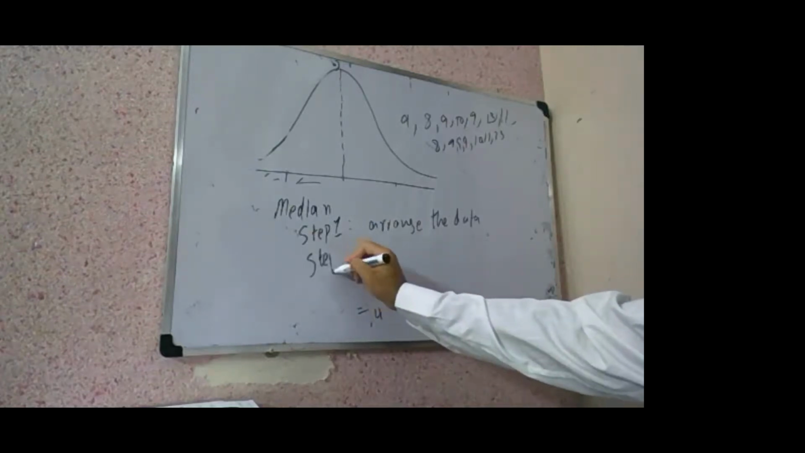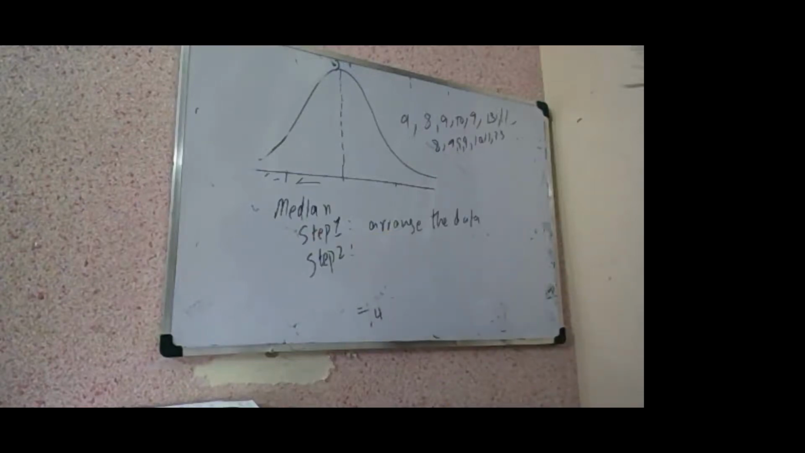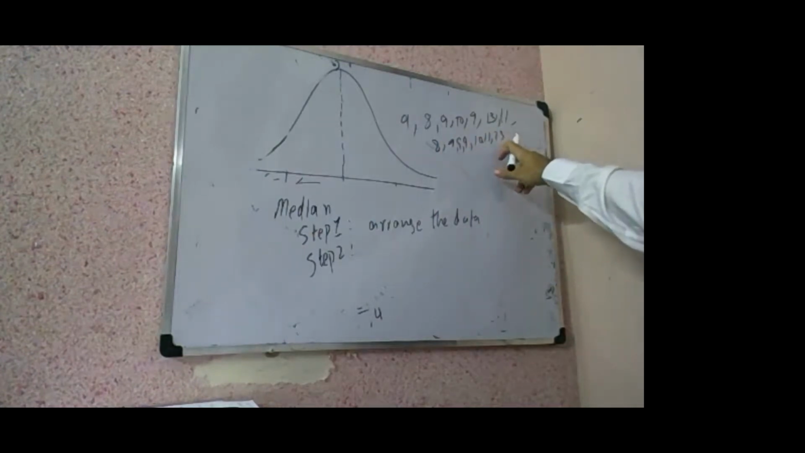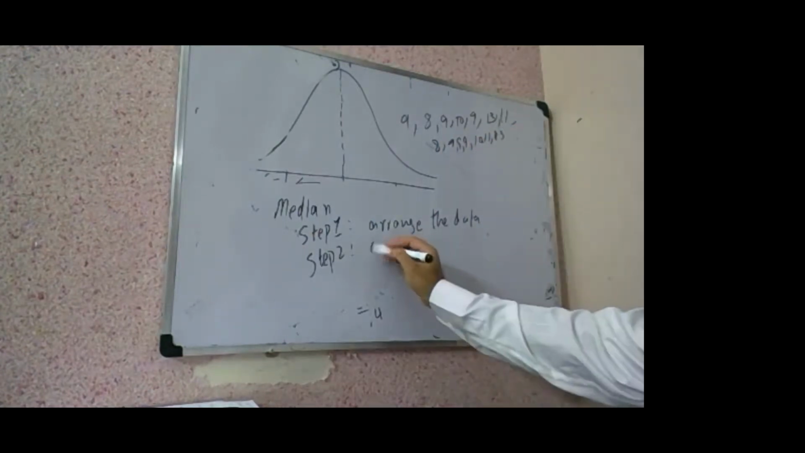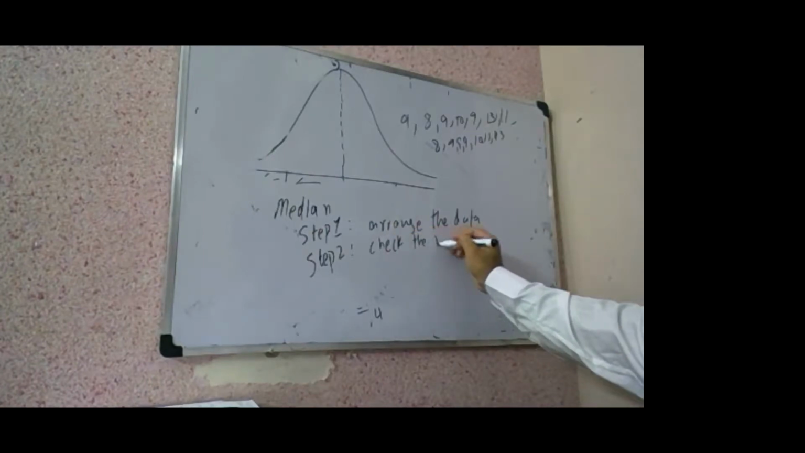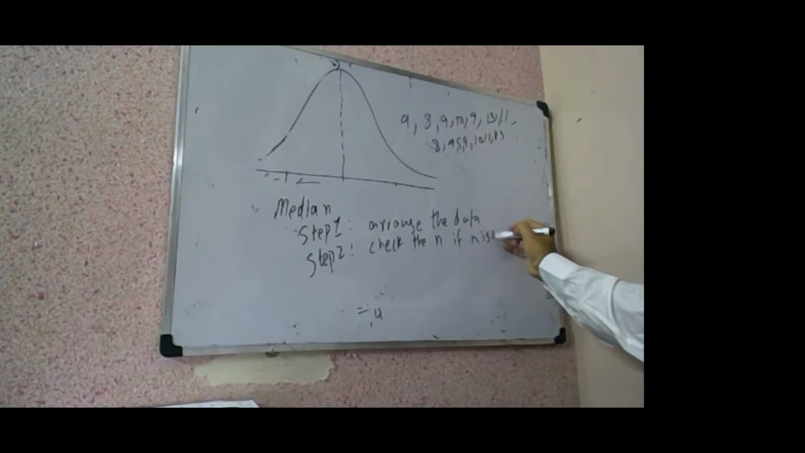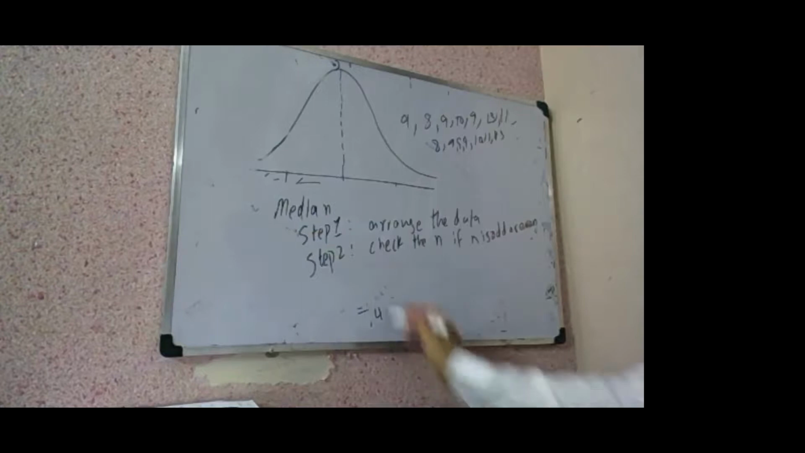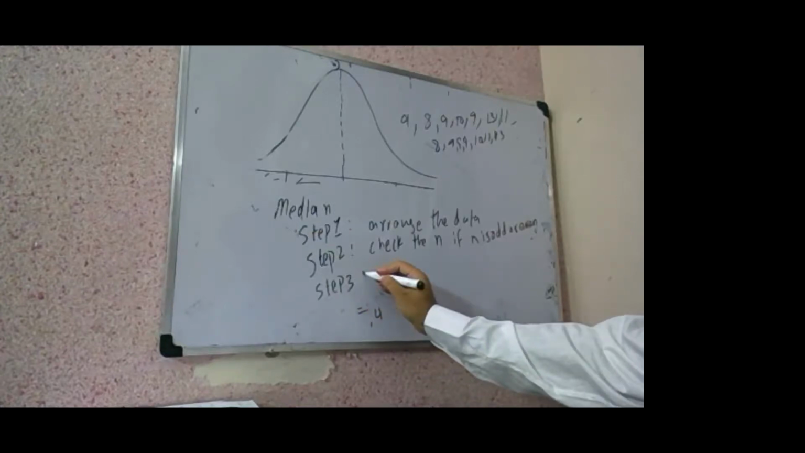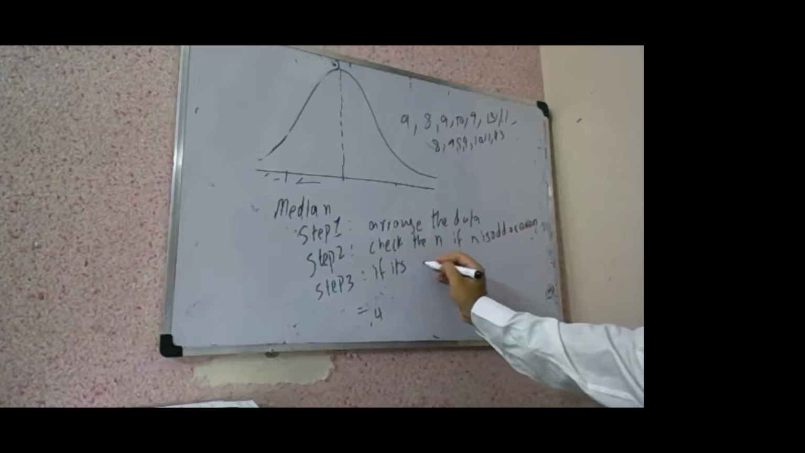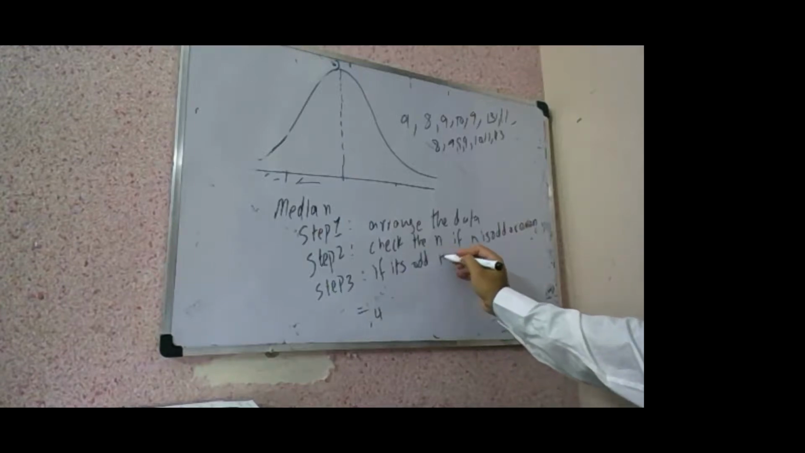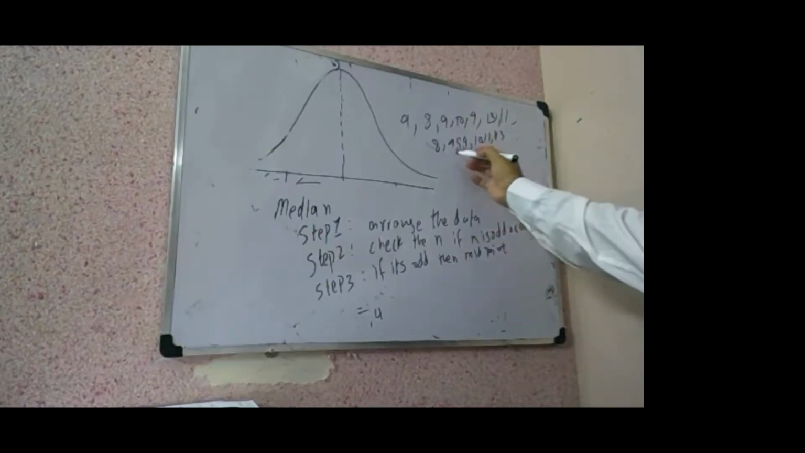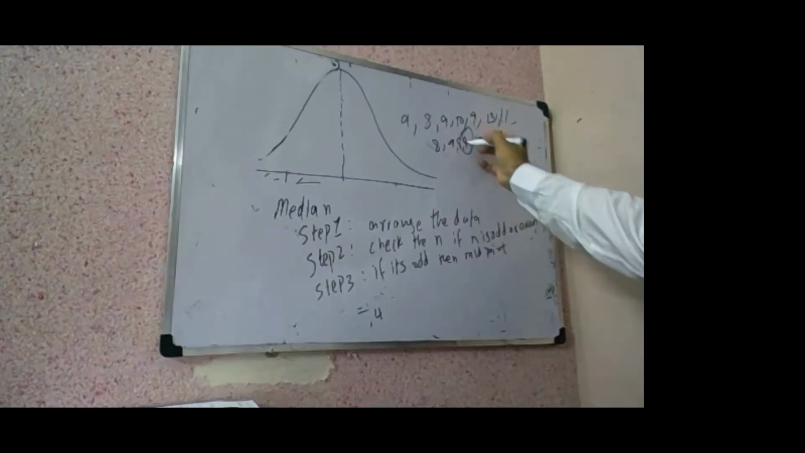Then second step, what will you do? Check whether the number of values is odd or even. So 1, 2, 3, 4, 5, 6, 7. In this case, it's odd, right? So you check n, whether it is odd or even. If it's odd, then take the midpoint. In this example, 1, 2, 3, so this is the midpoint.